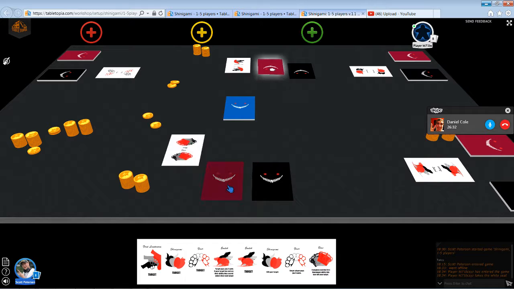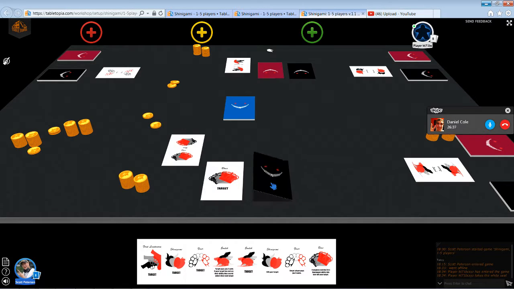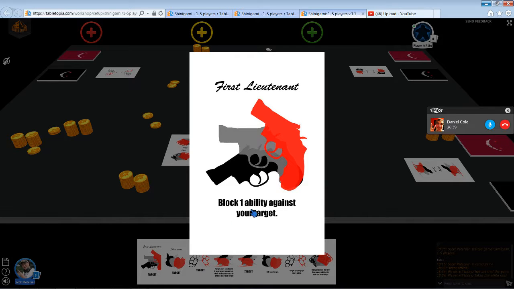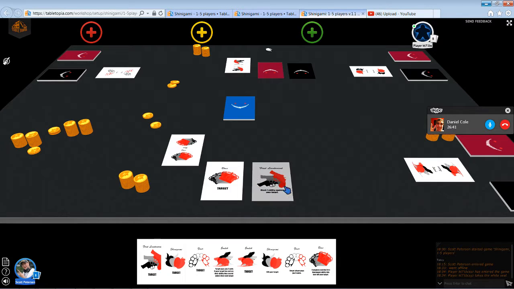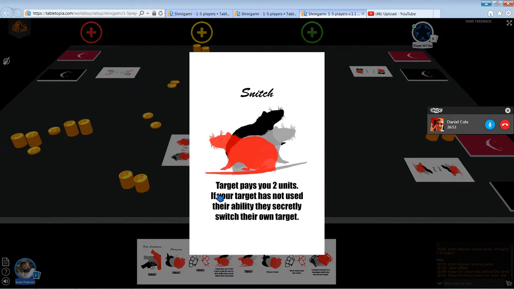So I'm the boss, so I go first. I reveal my target. I targeted myself, and I use the first lieutenant to block one ability against your target. Then Daniel goes next, revealing his target. I targeted you, and I did snitch. So target pays you two units. If your target has not used their ability, they secretly switch their own target.